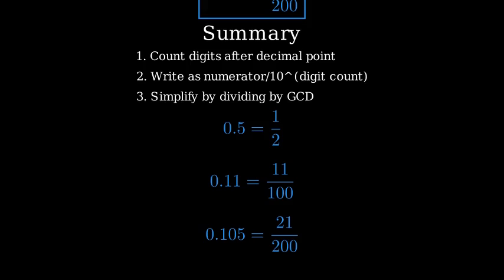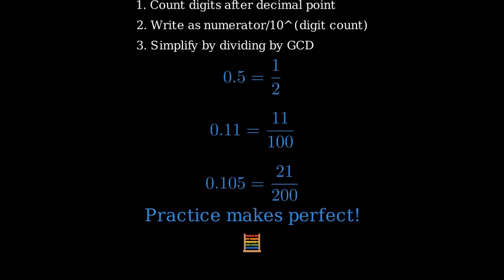0.5 equals 1/2. 0.11 equals 11 over 100. 0.105 equals 21 over 200. With practice, you'll be able to convert decimals to fractions quickly and easily.